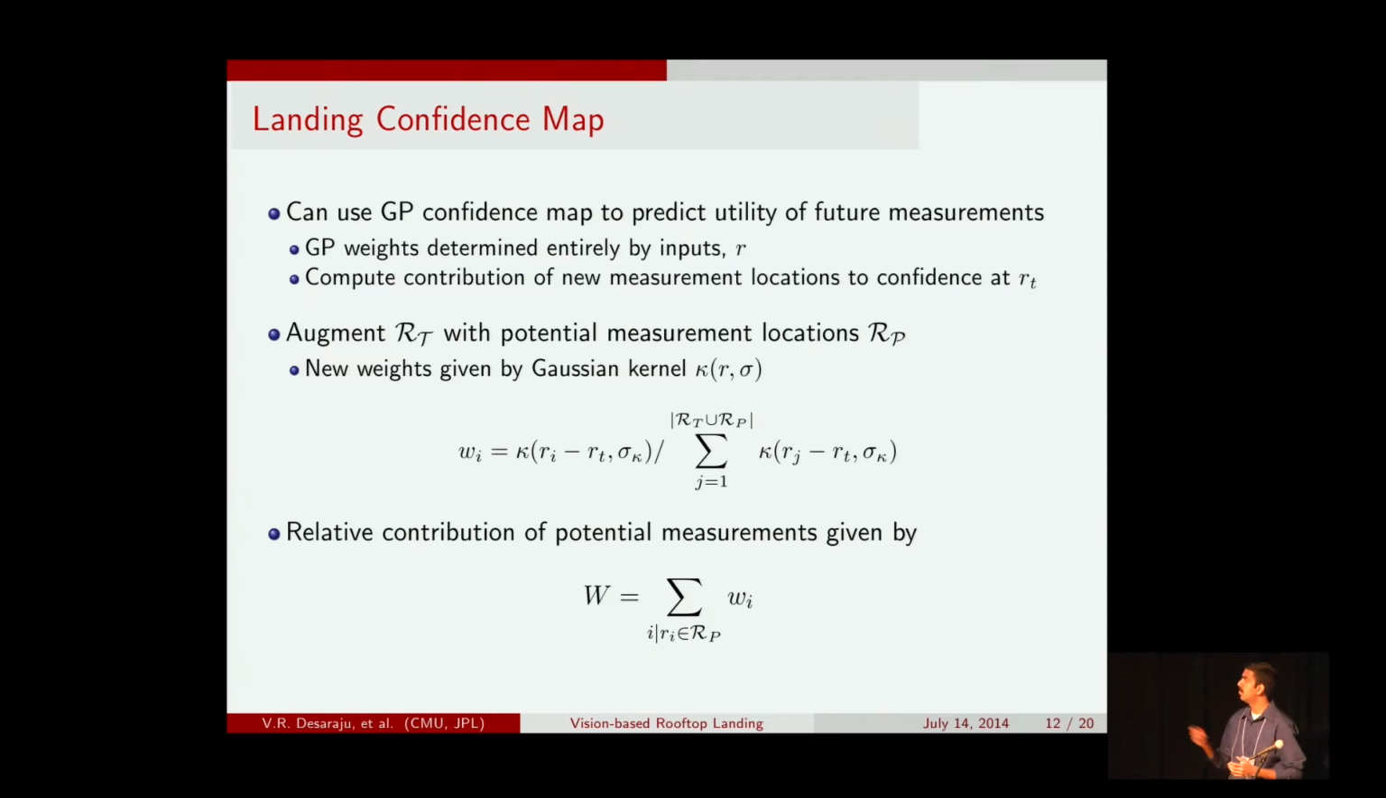And to do this, we simply take the existing training data and augment this with the locations of this potential set of future measurements. And then we can just recalculate the weights using the standard Gaussian kernel, as shown by this literally textbook equation. So the nice thing from this is that we can then compute the relative contribution of this new set of measurements by simply taking the sum over all their corresponding weights.